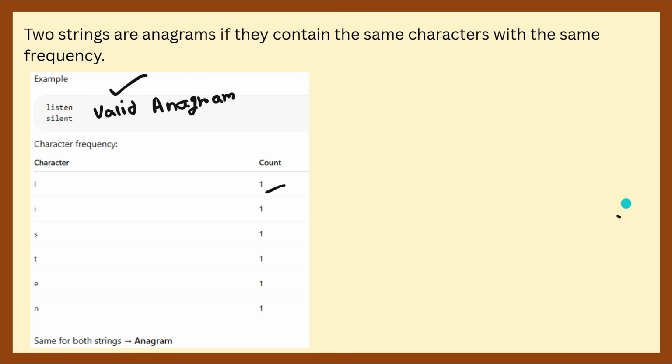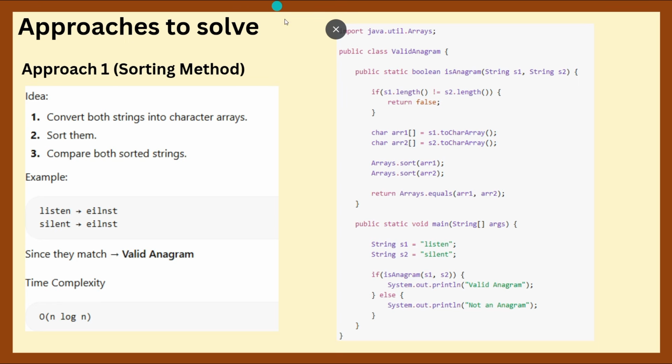So these two words are valid anagrams. Now let's see the approaches to solve this question. Approach 1 is the sorting method. The idea is to convert both the strings into character arrays by using the inbuilt function toCharArray, then sort them and compare both the sorted arrays. If both are equal, we can say that it is a valid anagram. In this approach, we have to use inbuilt methods.